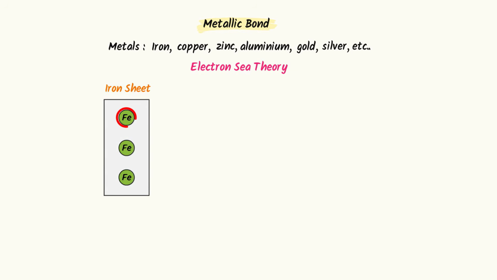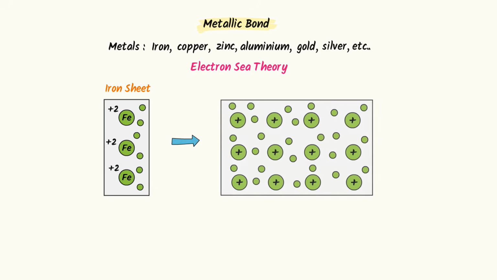Now this iron has two electrons in its outermost shell. It will lose these two outermost electrons. As a result, a plus 2 positive charge will appear on this iron atom. Similarly, this iron atom will also lose its two outermost electrons, and a plus 2 positive charge will appear on this iron atom. This process will continue until all the atoms in the iron sheet lose their outermost 2 electrons.